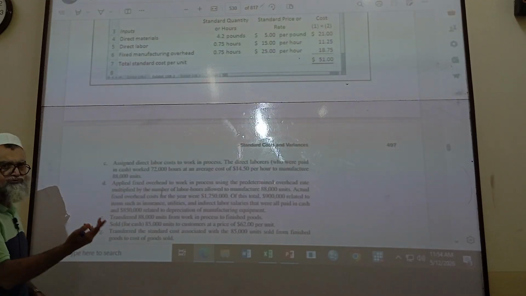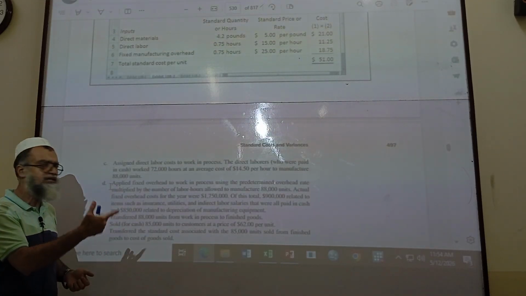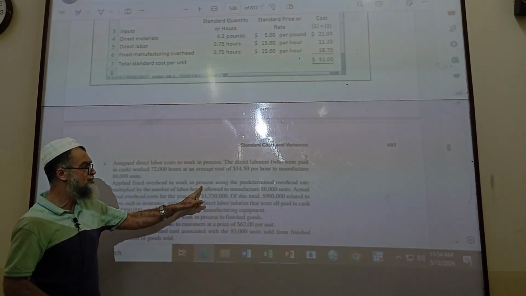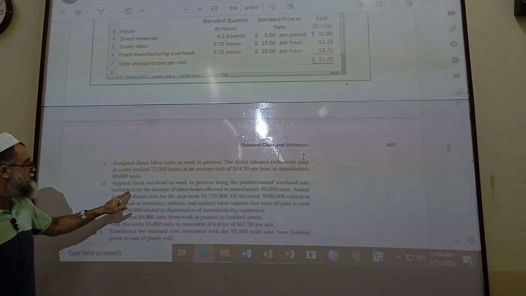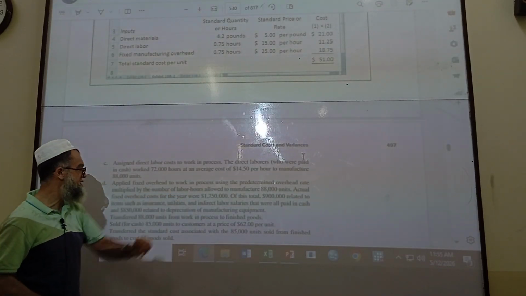Now the fourth one is about fixed FOH. Fixed FOH, we've got three things. We've got an actual fixed FOH, we've got a budgeted, and then we've got an applied. Now it says that apply fixed FOH in work in process using the POHR, and the POHR should be multiplied by the number of labor hours allowed to manufacture 88,000 units.